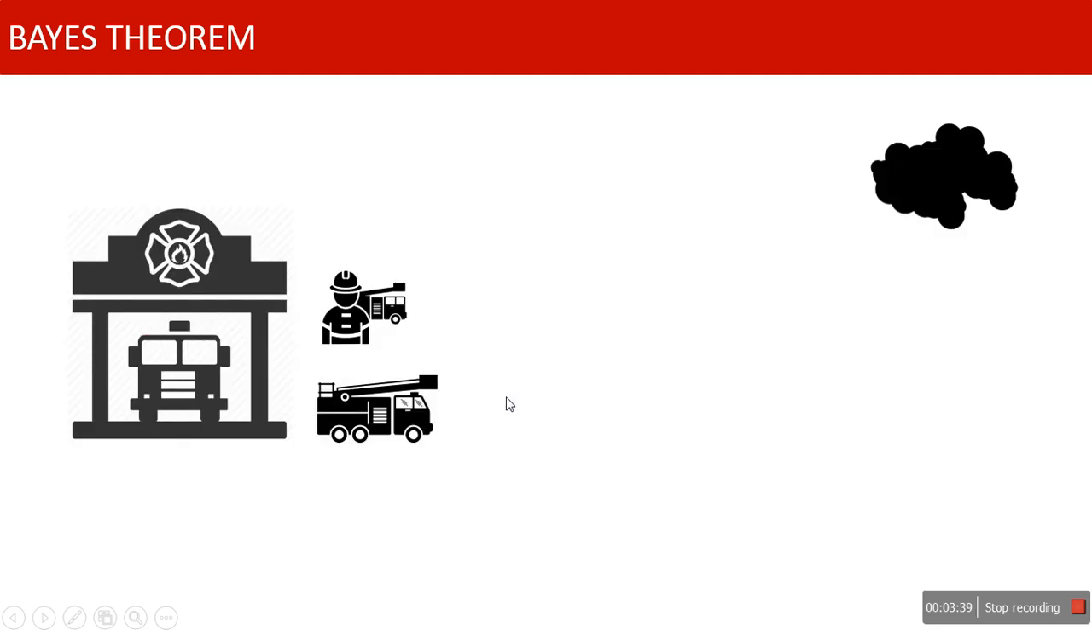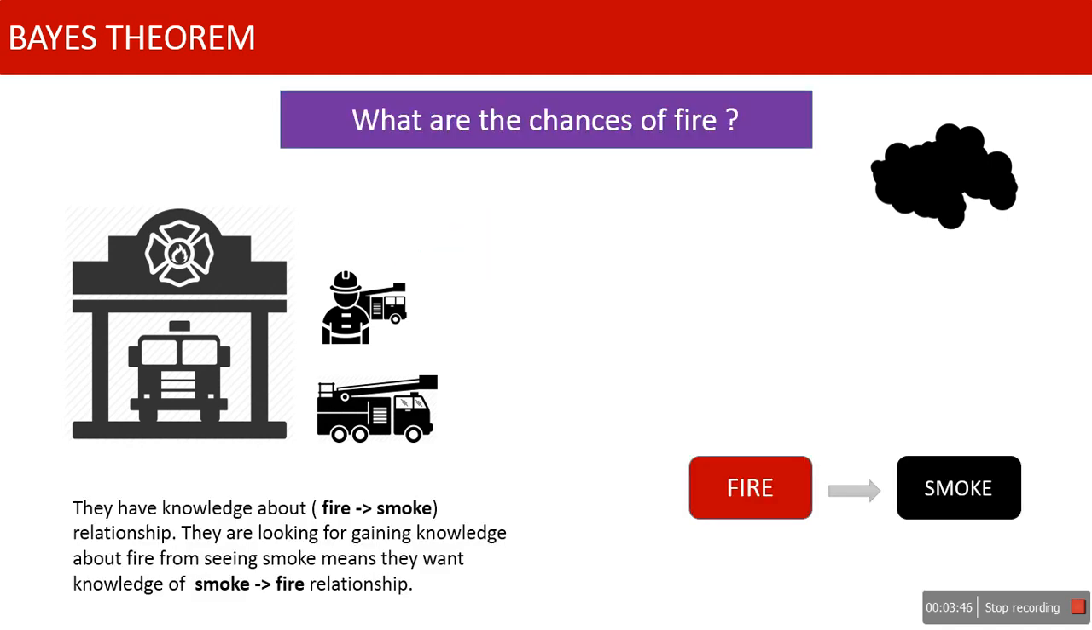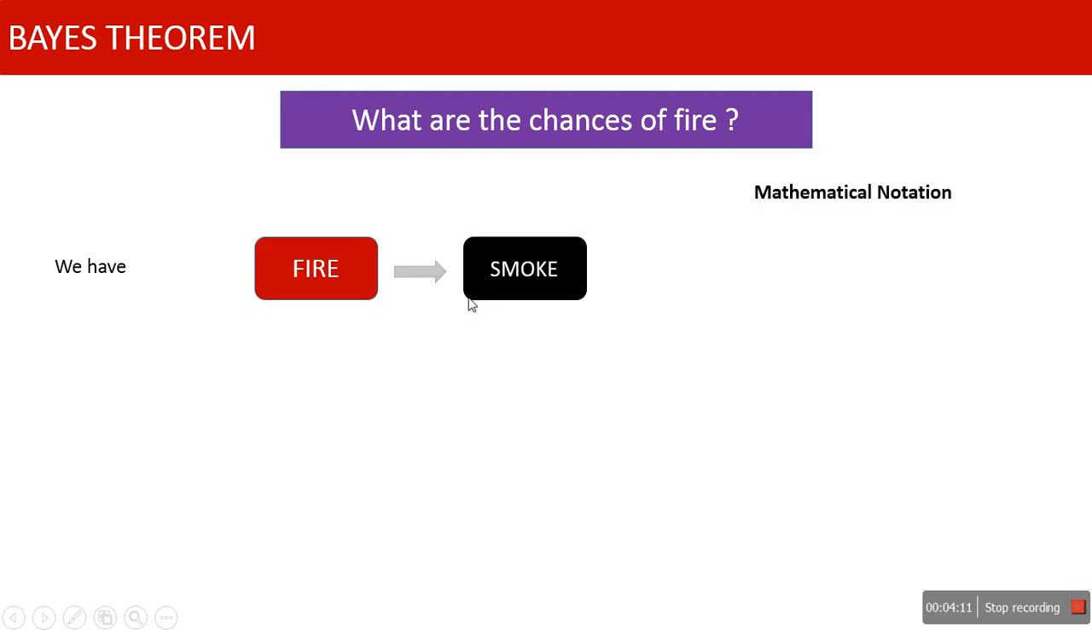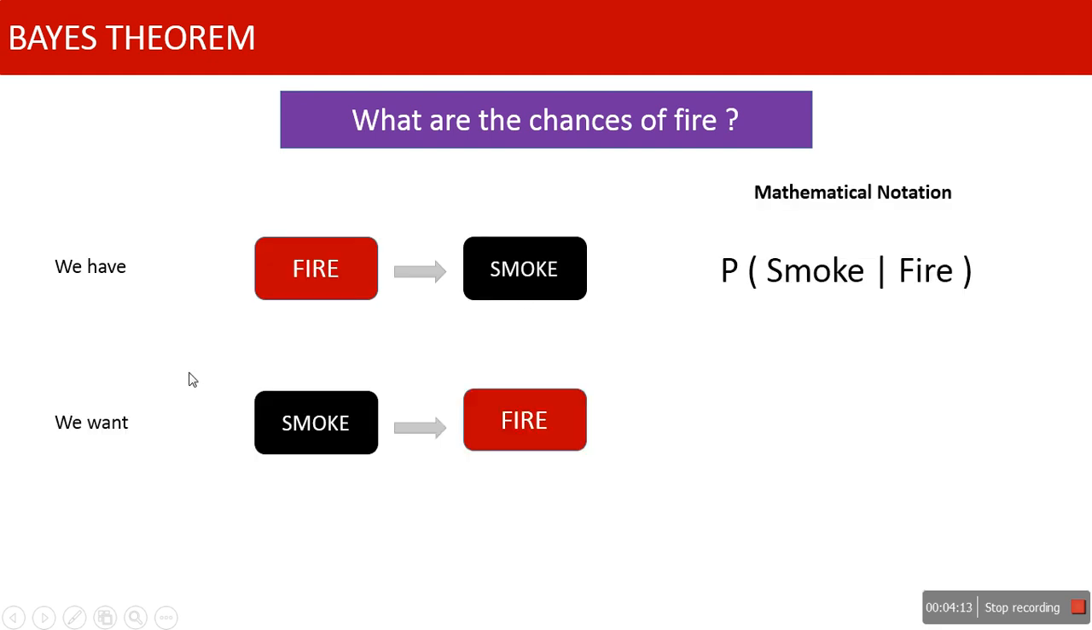Now let's say on a fine day a firefighter saw some smoke in the sky. Now they want to compute the chances of fire, to decide whether they should go for it or not. The problem is that the knowledge they have is fire to smoke. The relationship knowledge they have is this one. But in this case we have knowledge about smoke, that there is smoke, and we want to compute the probability of fire. So the relationship they are looking for is this one.